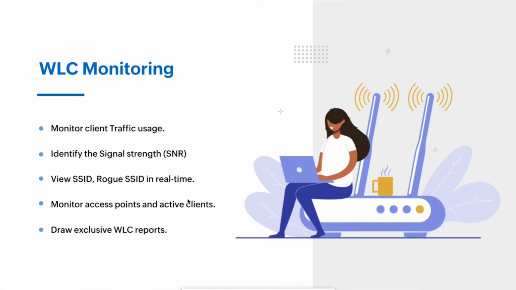Authorized and unauthorized Wi-Fi connections detected by your access points will be listed out as SSIDs and rogue devices. Detailed information on the health and availability of your access points and active clients across your network can be obtained. Besides all these capabilities, exclusive WLC reports are also available.